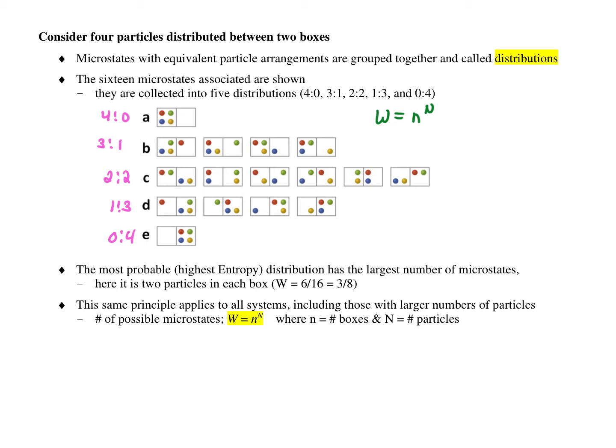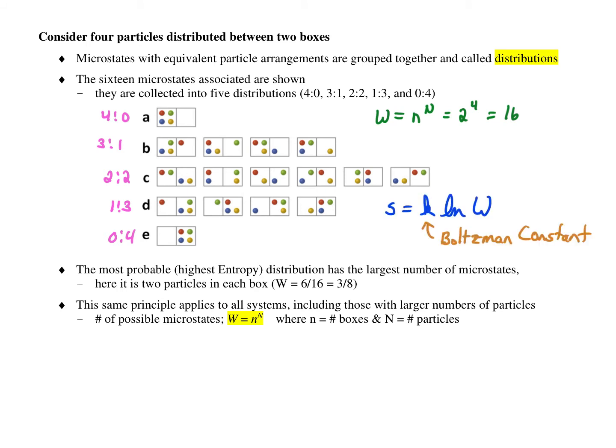We can calculate the number of microstates by raising n to the N power. Here, lowercase n is the number of possible boxes, here 2, and uppercase N corresponds to the number of particles, 4. So this corresponds to 16 possible microstates.